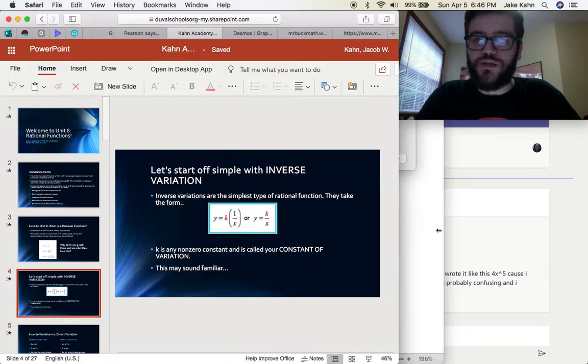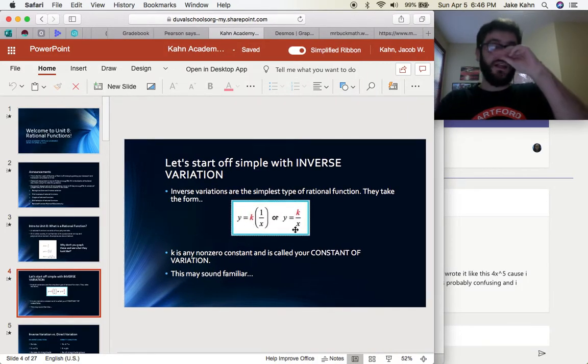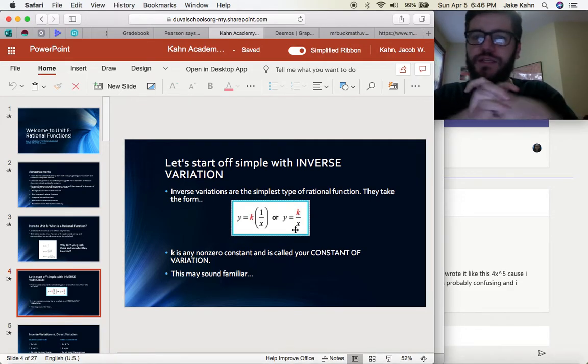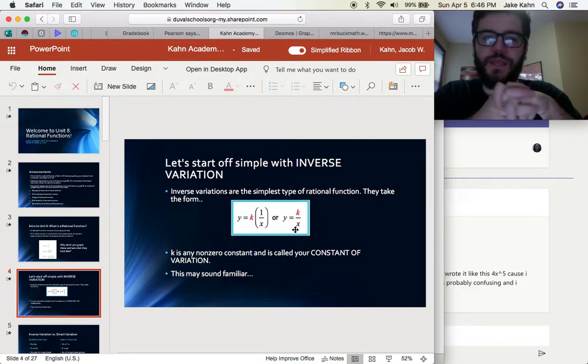Let's start off with a simple type of rational function when we're talking about these at the start. Those are called inverse variations, all right? So we're just going to stick with inverse variations right now at the start of our unit. First of all, what is an inverse variation?